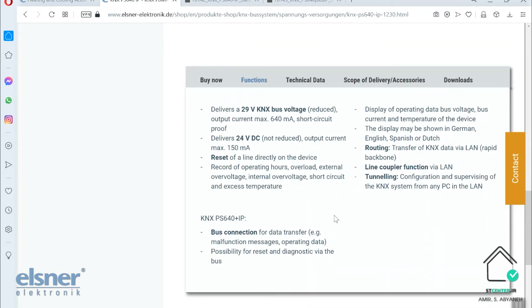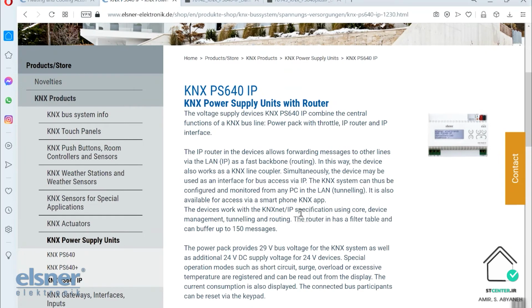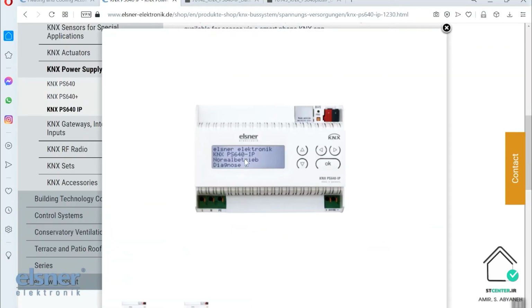In another version, the KNX PS640 Plus IP, we can read the diagnosis data in the bus, such as malfunction messages and operating data, and we can reset the system from the group objects. So if you want, you can see the button on it and the LCD.